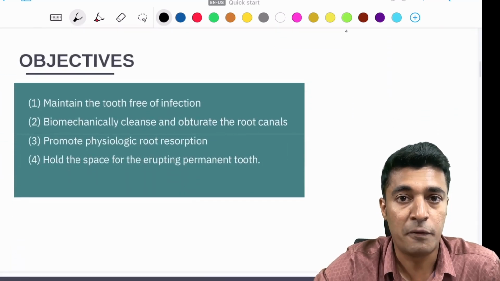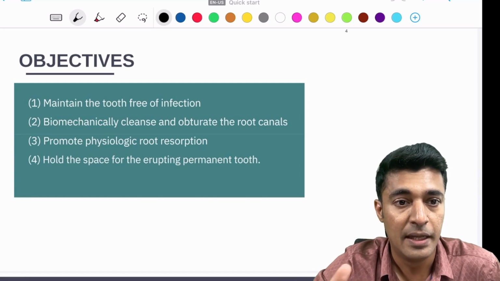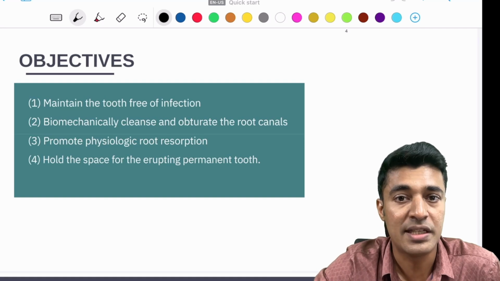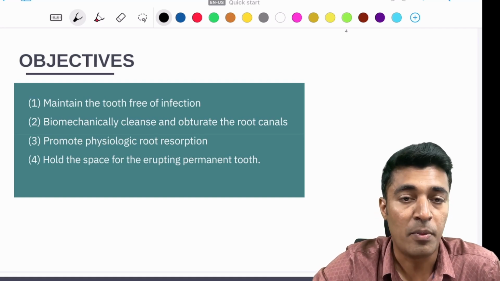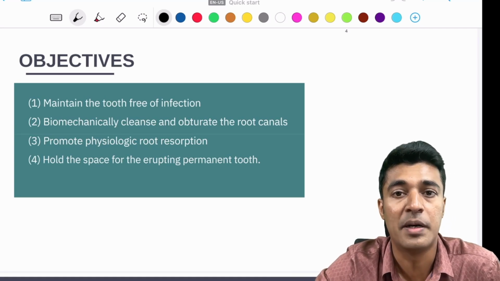The objectives of pulpectomy involve maintaining the tooth free of infection, biomechanically cleaning and obturating the root canal space, promoting physiological root resorption, and holding the space for the erupting permanent tooth.